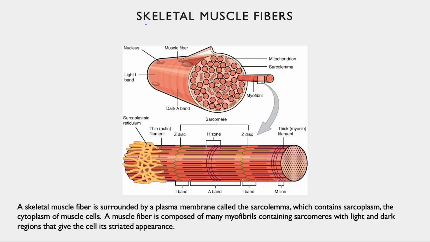Then we have to go deeper in the structure of the skeletal muscle fiber. Here we have the structures we mentioned before. These are the myofibrils, which are organelles that are specifically present in skeletal muscle and cardiac muscle. The sarcolemma, as we said before, is the cell membrane. There are mitochondria.